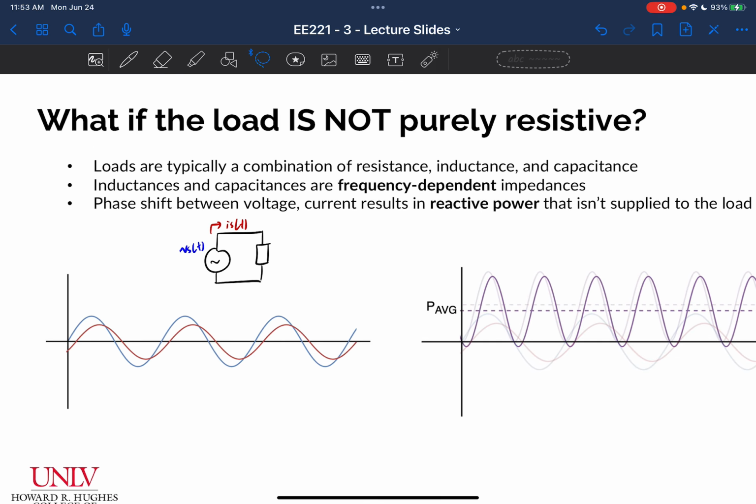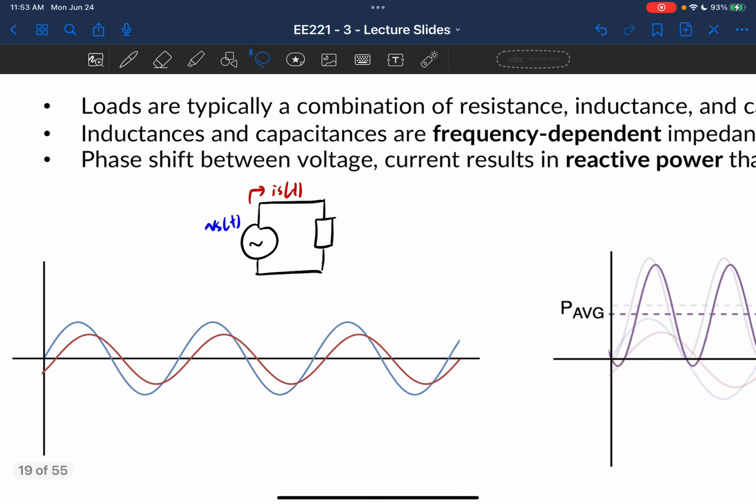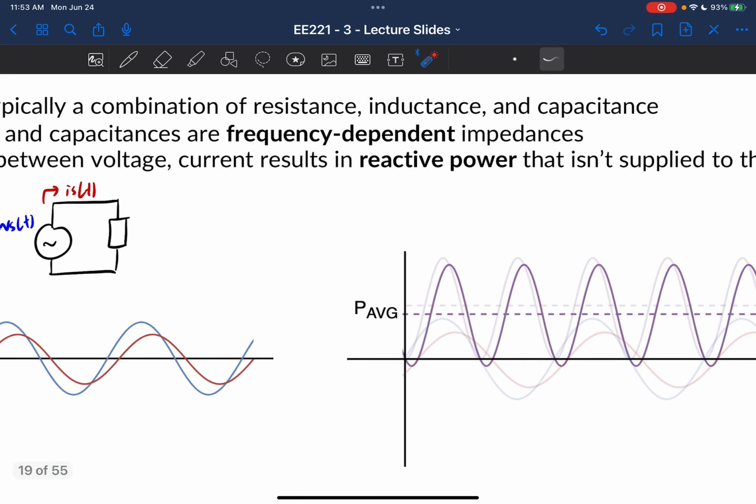When I plot these Vs of t and Is of t, I see that they're no longer in phase. And so if I were to track this, I can see that from here to here, they have the same sign, which is great. But from here to here, they have the same sign. But there's a period where my current is positive and my voltage is negative, right? During this time span right here. And so what happens to my power during that time is that my power actually dips into the negative region.